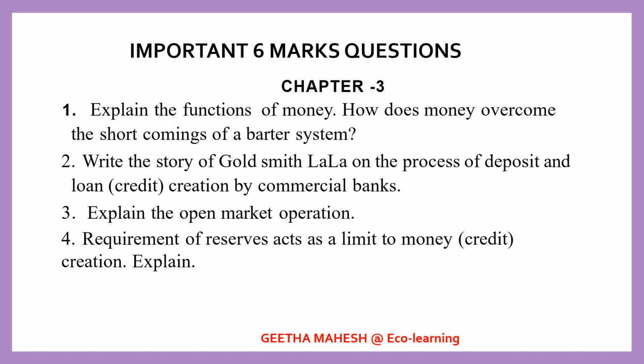Then write the story of Goldsmith Lala and the process of deposit and loan credit creation by commercial banks, and explain open market operation. Then the last one is, requisites of reserves acts as a limit to money creation. Explain. So out of these 4, one 6 mark question you can expect.